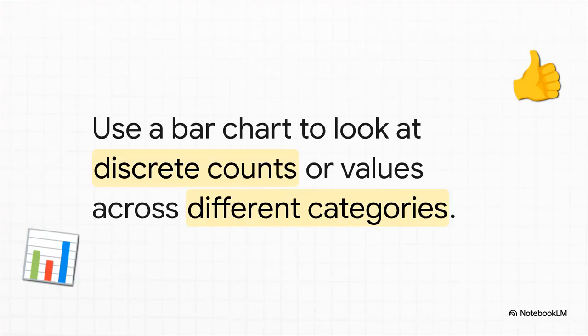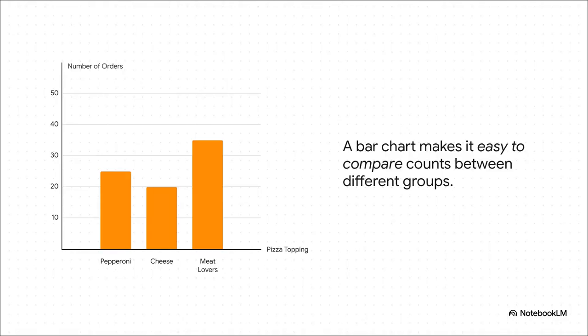So if your goal is just to compare different groups, like, say, how many people prefer pepperoni versus sausage, or how many students got an A, B, or C, the bar chart is your absolute best friend. It's super simple, it's clear, and you can see who the winner is in a split second. Look at this. You can instantly, without even thinking, see that meat lovers is the most popular. There's no confusion. That's the power of a good bar chart. It makes those kinds of comparisons immediate.